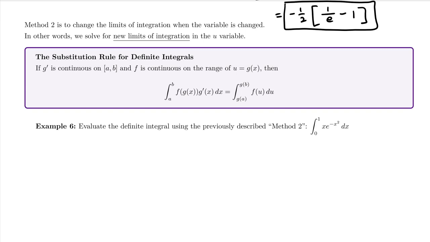So example 6 says, evaluate the definite integral using the previously described method 2. And notice that this is the same definite integral that we saw in the previous example. So once again, I'm going to let u equal negative x squared. I'm going to take the derivative of both sides and get du dx is equal to negative 2x. Then I'm going to get du, which equals negative 2x dx. And then from here, I want to divide both sides by negative 2.